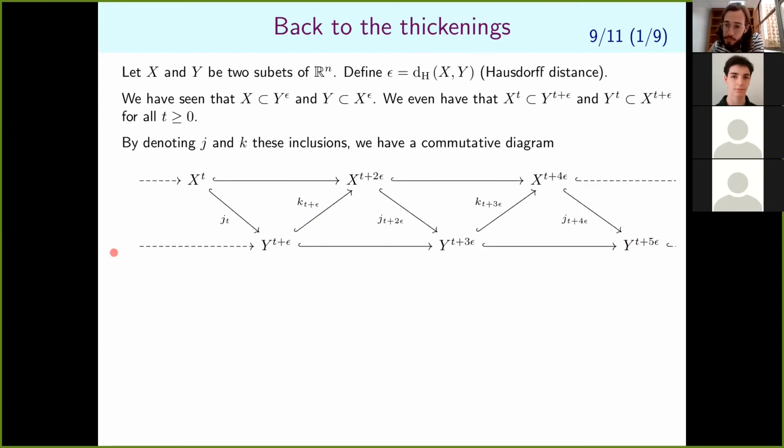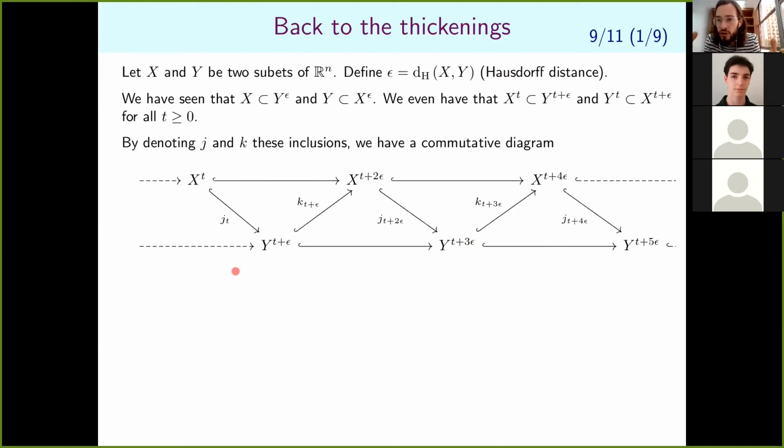Under X, I put Y, same idea. All the thickenings of Y are here. And now, these inclusion maps between X_t and Y_{t+epsilon}, I can draw them on my diagram, okay? So we have something like that. This inclusion, I write it as an arrow, okay? Because this is a nice way of seeing an inclusion.